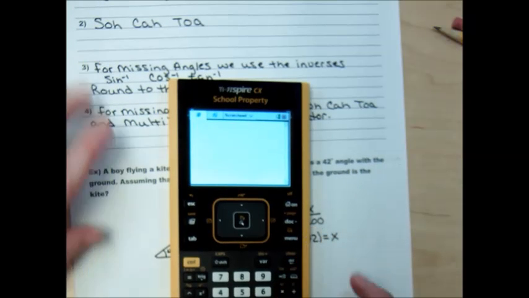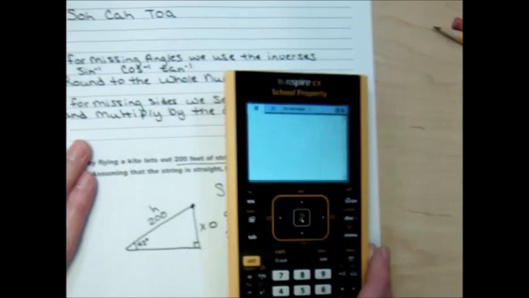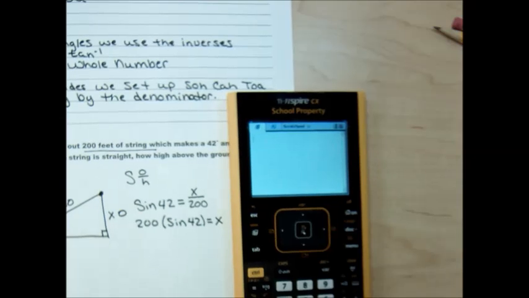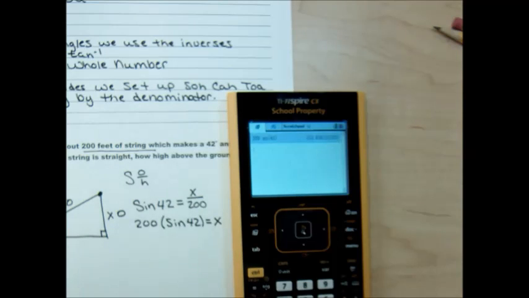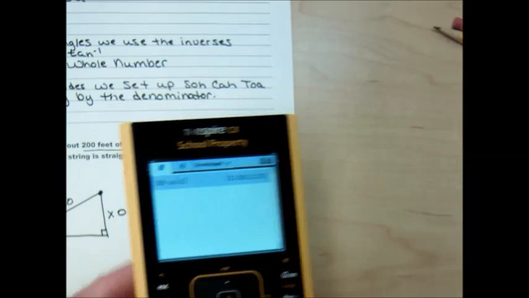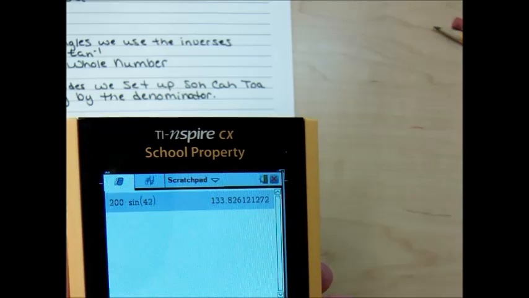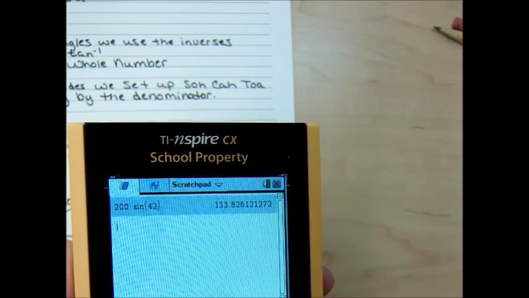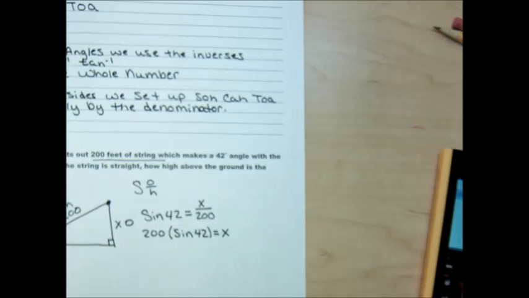Okay, so let me see if I can darken my screen just a little bit for you. All right, 200 times the sine of 42. And this is a side length. So with side lengths, I've told you guys I want you to go to 1 decimal place. So this is going to be 133 and 8 tenths. So 133.8. And it's feet.